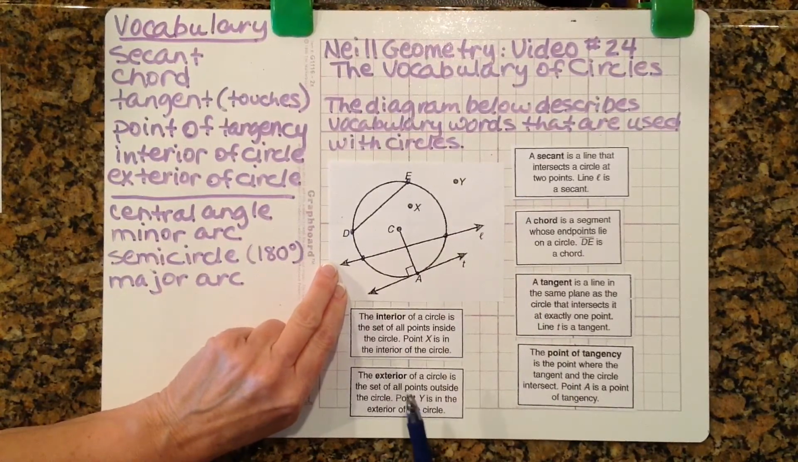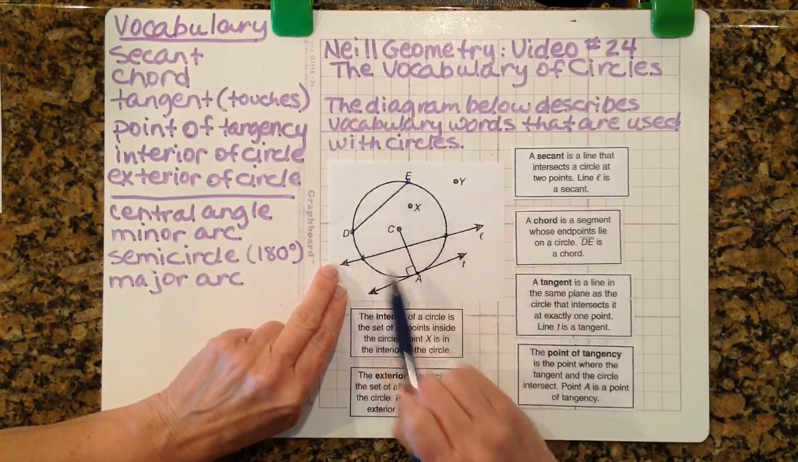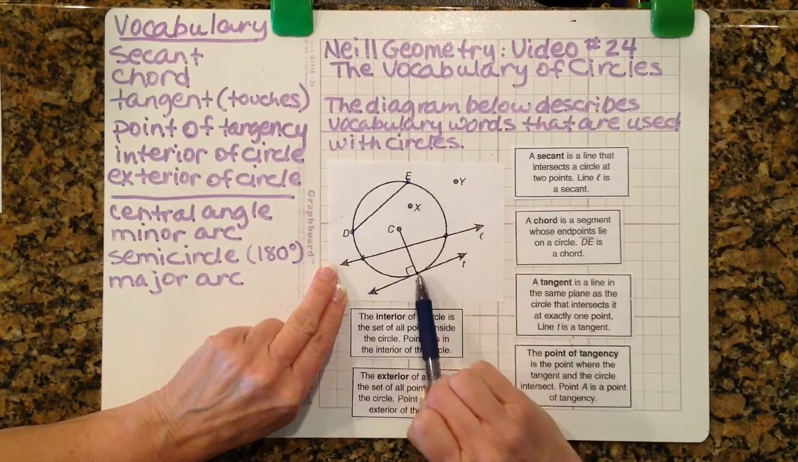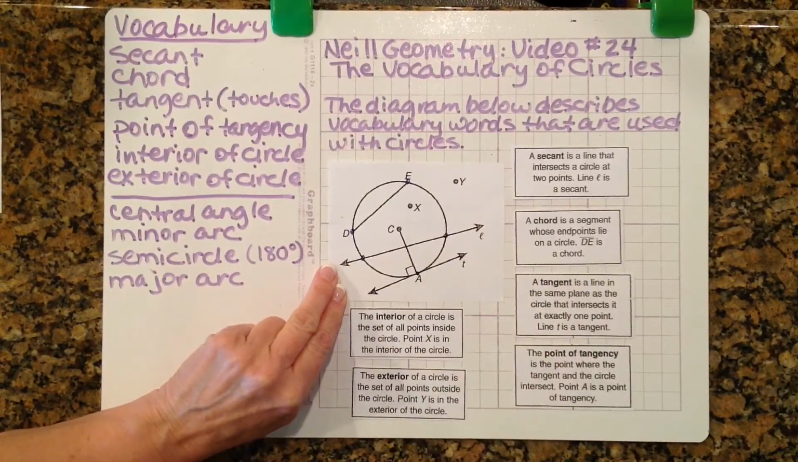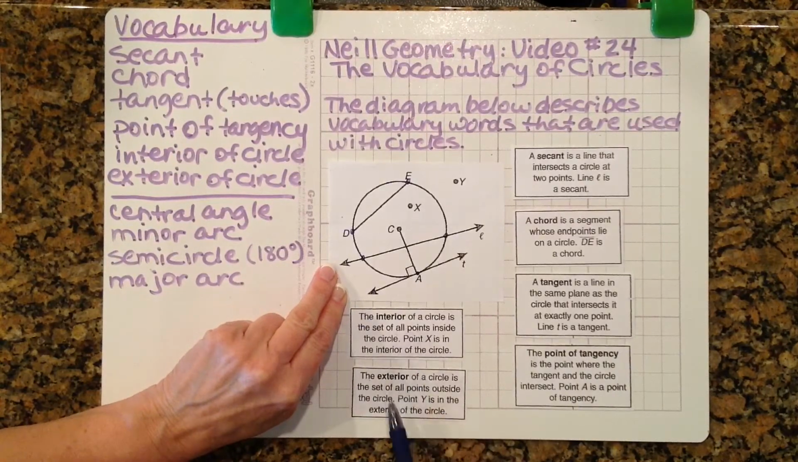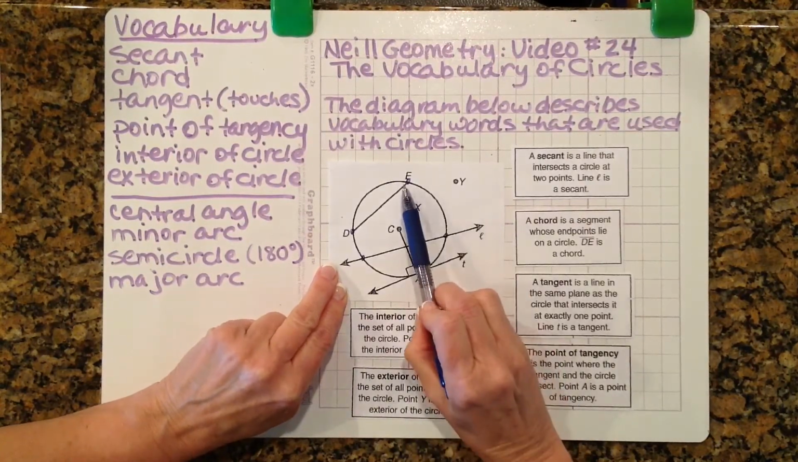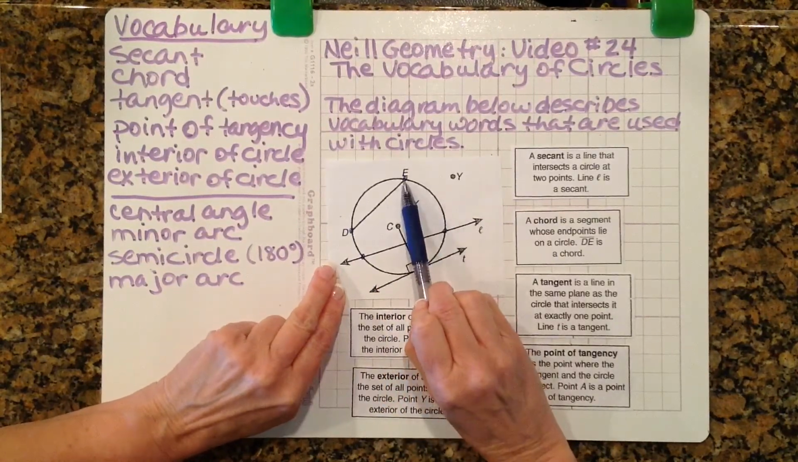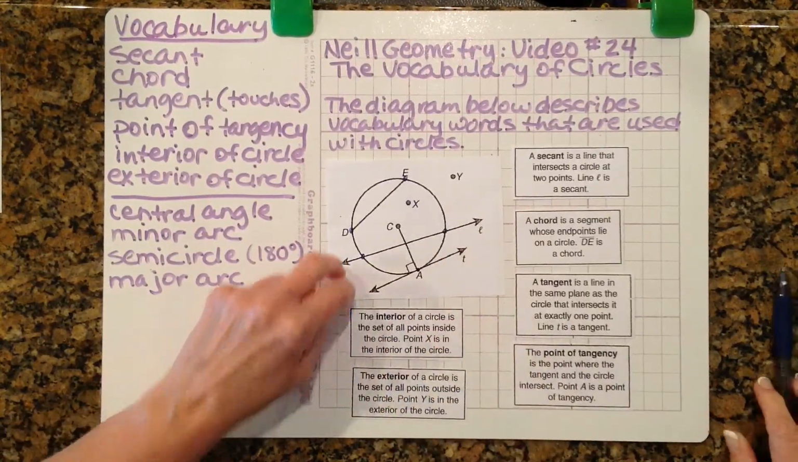Now let's look at some other points. How about point E, D, and A? Are they in the interior or the exterior? Point E, D, and A. No, they actually are on the circle. They're not in the interior and they're not in the exterior. So if it's on the circle itself, it would be these points, E, D, and A right there.